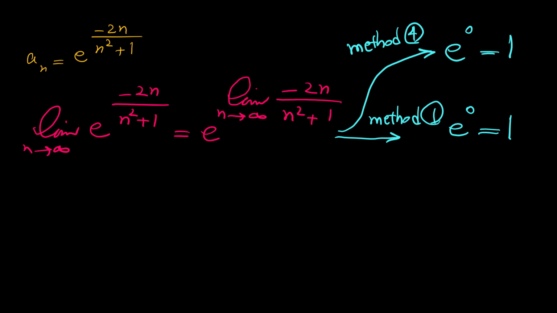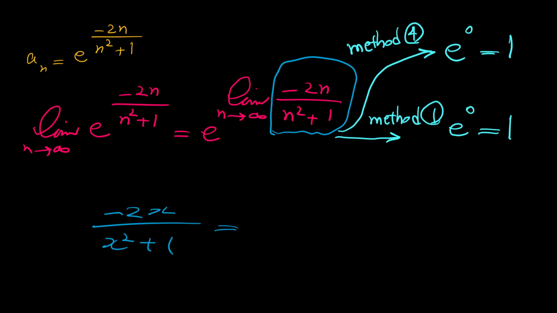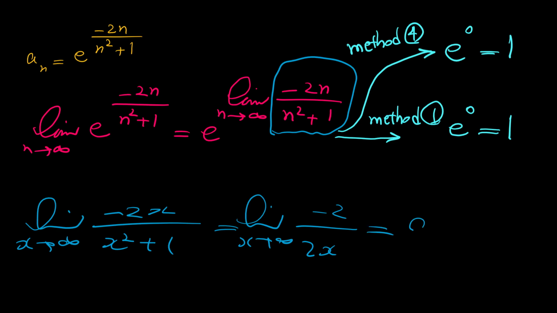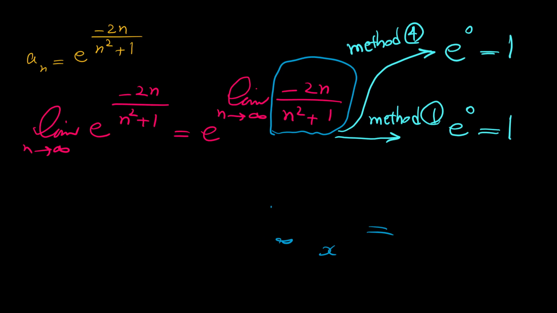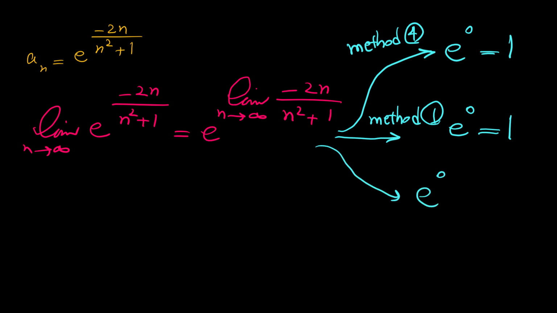You can use also L'Hopital for finding the limit of this. If you write negative 2x over x to the 2 plus 1, then if you apply L'Hopital, when x approaches infinity, you would have negative 2 over 2x, and this is obviously 0. And this is the third method, or L'Hopital method. So with the L'Hopital method also, we get e to the 0, which is 1.